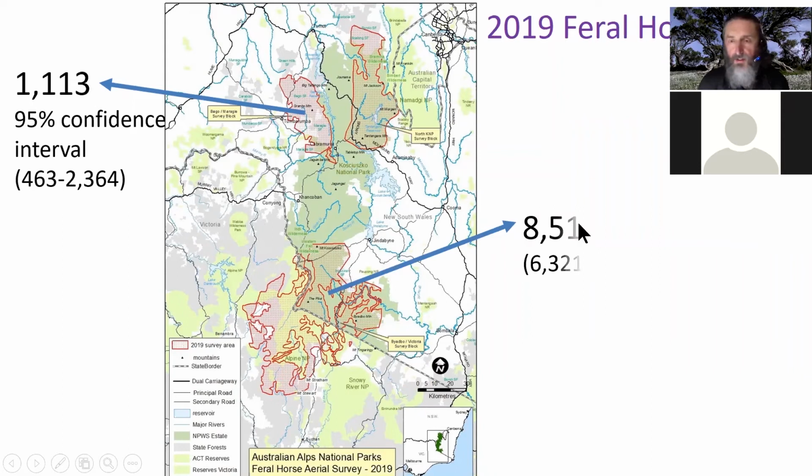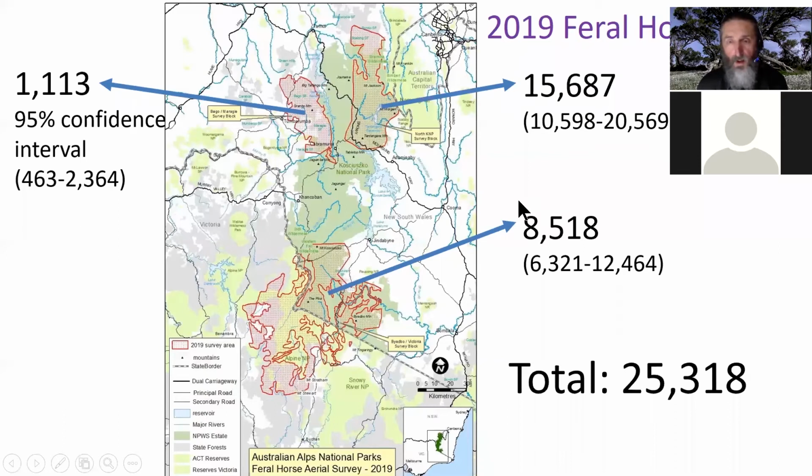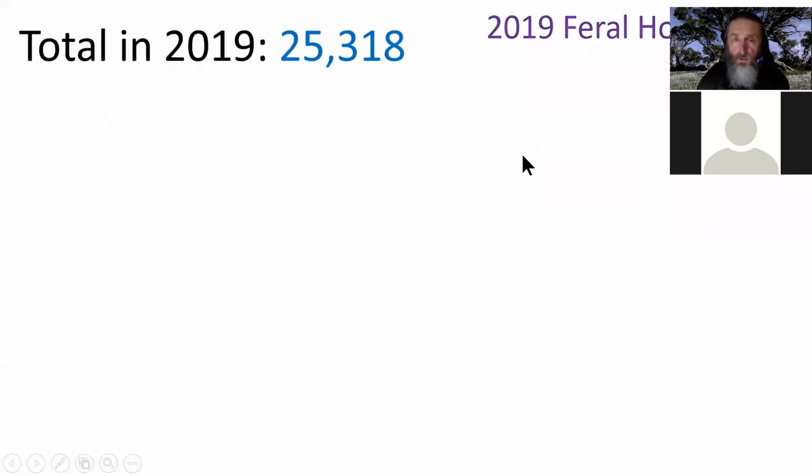In the south, they estimated there were 8,500 horses. In the north, over 15,000 horses, and this was a real shock. So overall, the total number of horses was about 25,000. That's a lot of horses. It's a big number. So what does that actually mean? It has some really serious ramifications.